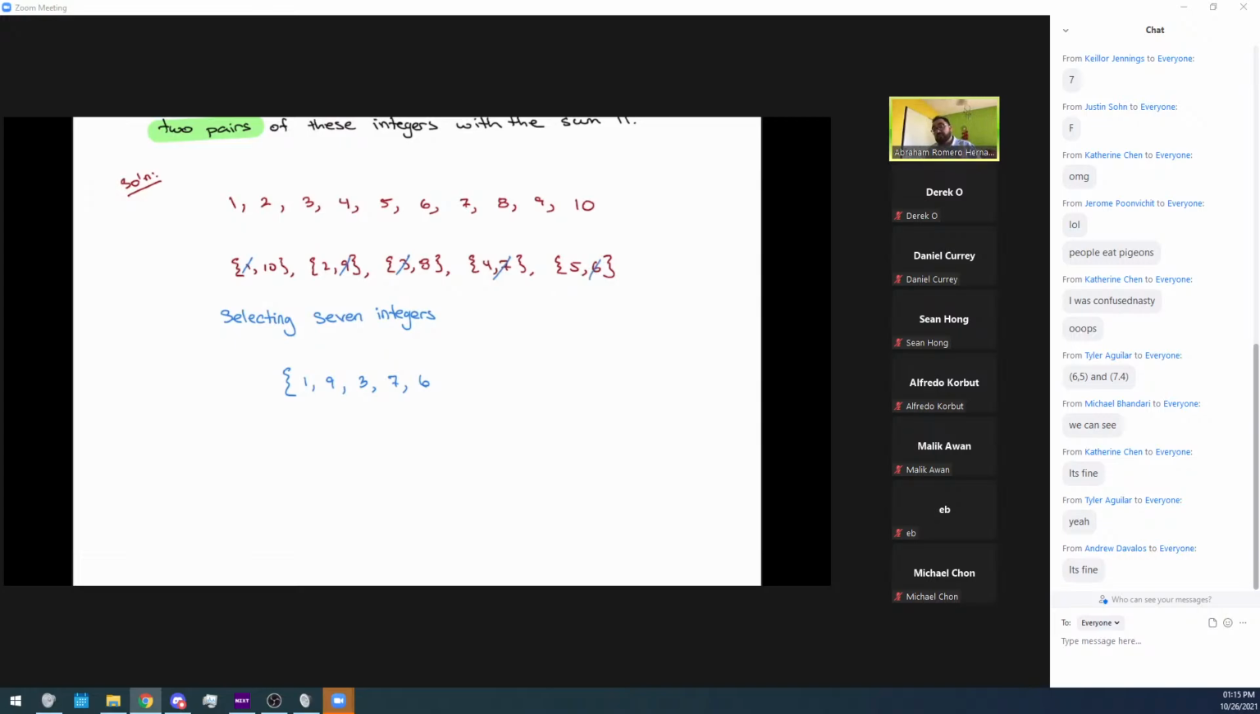But how many integers do I have so far if I just selected one from each pair? I know it's an obvious answer, but I'm still going to ask it. How many integers do I have selected so far? 5, but I need 7, right? Well, here's where the interesting part happens then. Because I have to select 7 integers, notice that I'm going to have to select 2 more from either one of these pairs.